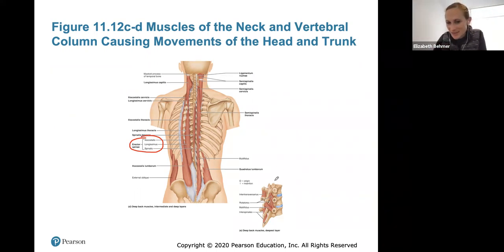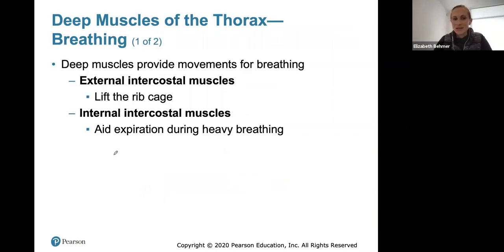You have lots of muscles in between the vertebrae that help to stabilize your spine. I don't ask you guys a lot of specifics about those, but you should know the erector spinae muscle group and what they're important for, helping keep your spine erect.